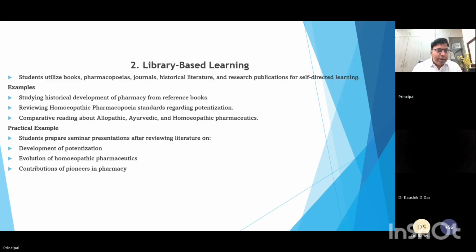Next slide. Library-based learning. You can see, under this topic, these learning methods are given. So these slides are just trying to elaborate those points. What does it include actually? Library-based learning is where students prepare seminar presentations after reviewing literature on development of potentization, evolution of homeopathic pharmaceutics, and contribution of pioneers in pharmacy. So this will come under your library-based learning part, which is a learning method given in the curriculum under this particular chapter.